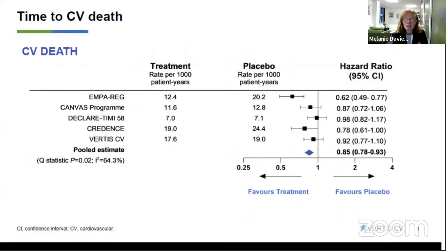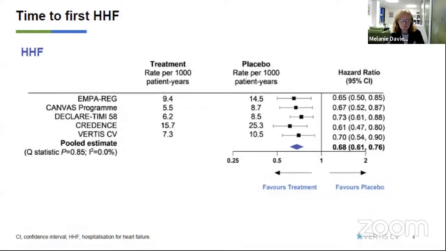If we look at time to cardiovascular death, again, if we look across the class, the hazard ratio is 0.85, but if you look at the heterogeneity, it's 64%, so there's much more heterogeneity across the studies. And you can see just by eyeballing it that really it's EMPA-REG with empagliflozin that's sort of providing most of the evidence for a reduction in cardiovascular death, which is reflected in the label for empagliflozin. And there's really no signal in Virtus.